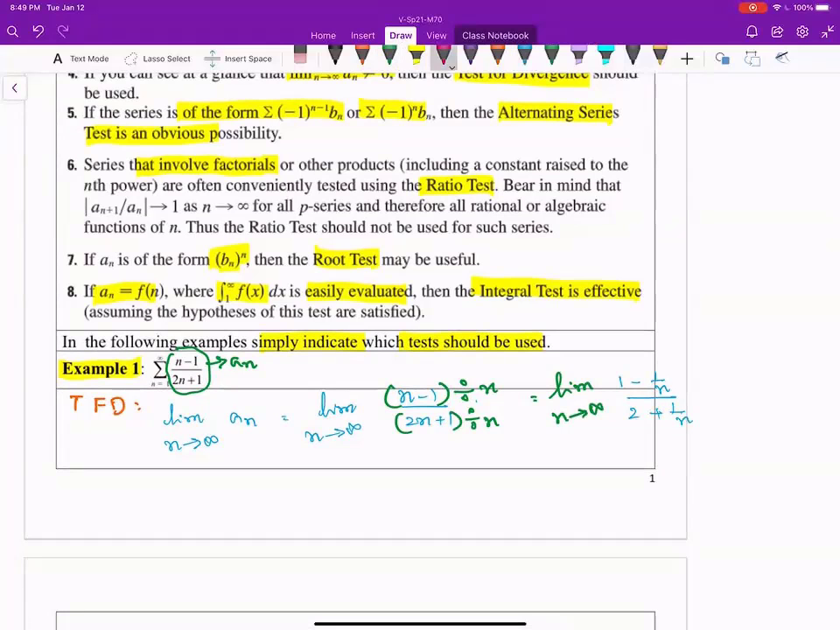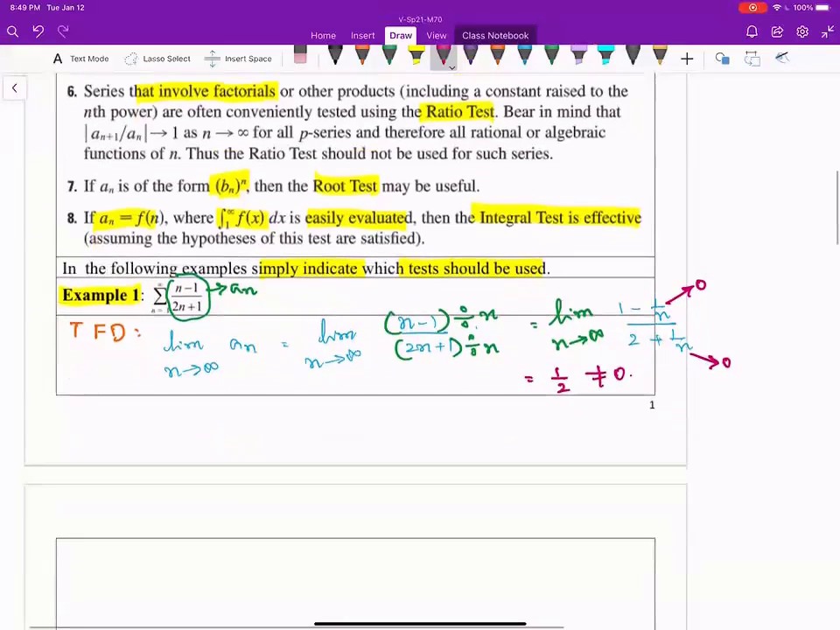1 over n will approach 0 because it's 1 over a large number. Same with the 1 over n here. So the limit is equal to 1/2, which is clearly not equal to 0. Therefore, by the test for divergence, the series diverges.